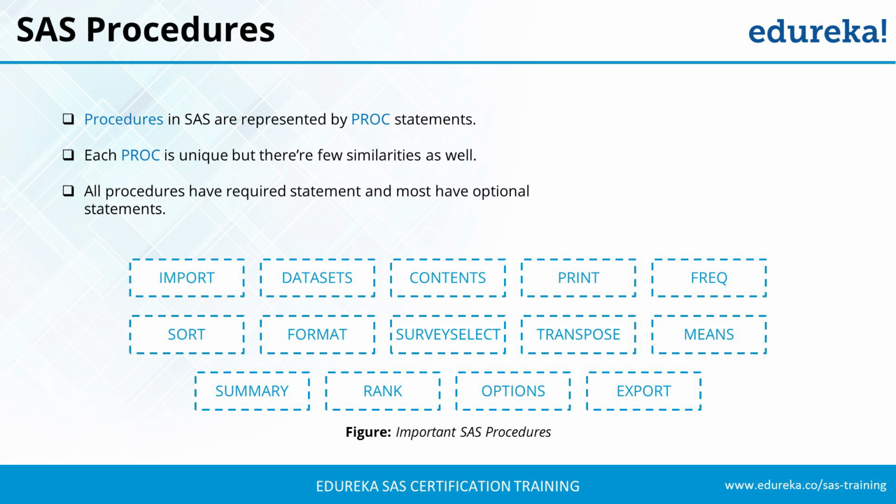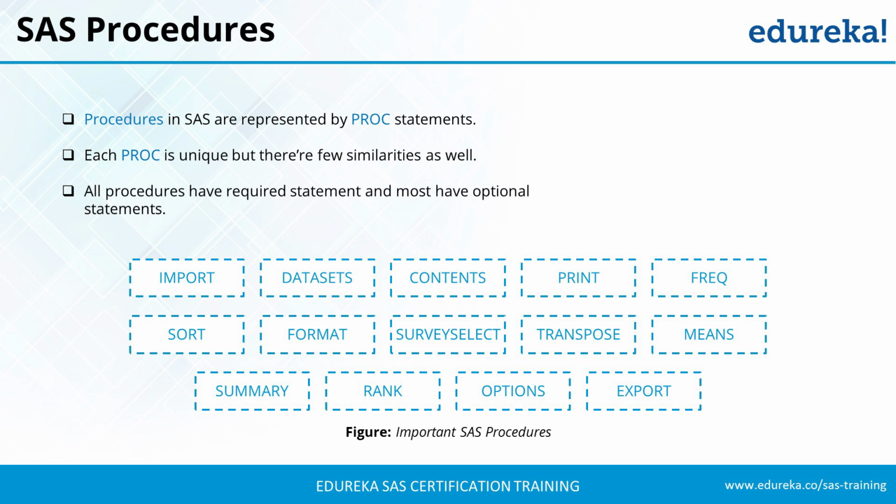Transpose is when you convert rows into columns, you can use proc transpose. Proc means for descriptive statistics. Summary works the same as proc means. It's just that proc means by default gives the output printed. For summary, you have to explicitly write a proc print command.